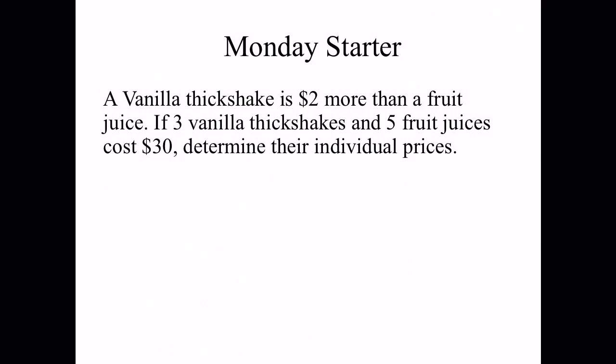So if we have a look through the statement there, it says a vanilla thick shake is $2 more than a fruit juice. So that bit of information there is our first key bit of information. Our second bit of information is contained in that second sentence, and that's 3 vanilla thick shakes and 5 fruit juices cost $30. And what we're being asked to determine is their individual prices. So our variables in this case will be V for the cost of a vanilla thick shake, and F for the cost of a fruit juice.